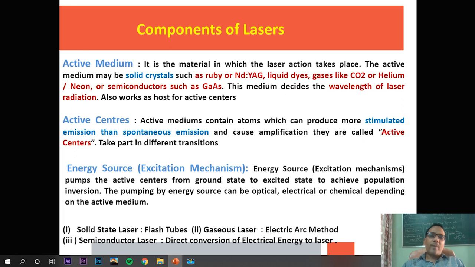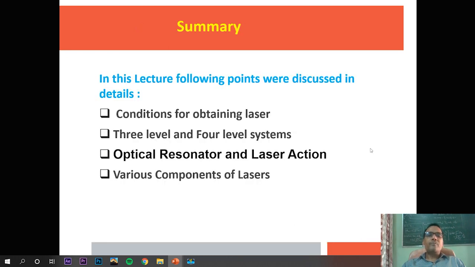So if we want to fabricate a laser system, then we must have an active medium, active centers, a pumping process, as well as a resonator. Summary. In this lecture, the following points were discussed in detail: conditions for obtaining laser, 3-level and 4-level systems, optical resonator and lasing action, and various components of laser. These components will be used to fabricate lasers. Different types of lasers will be discussed in the next lecture. Thank you all.